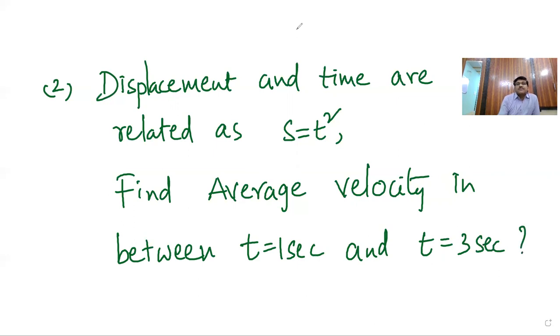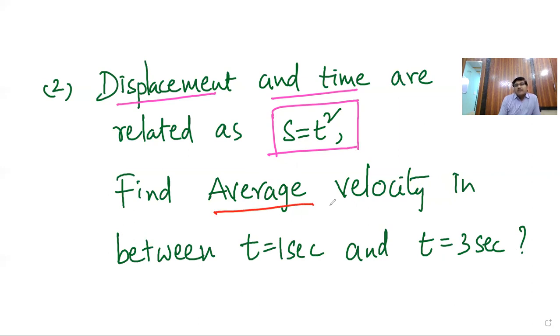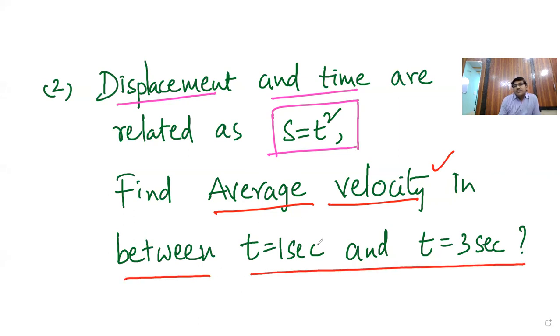This is the question. Observe carefully. Displacement time relation is provided: S is equal to t square. Clear? He requires average velocity. His interest is average velocity in between t is equal to 1 second, t is equal to 3 seconds. Particularly in between those 2 points required. Let us solve this question.